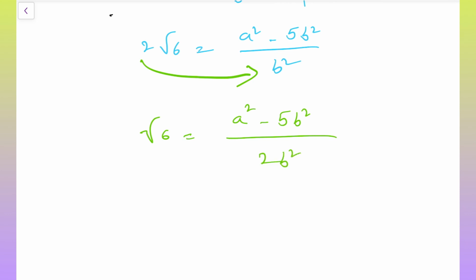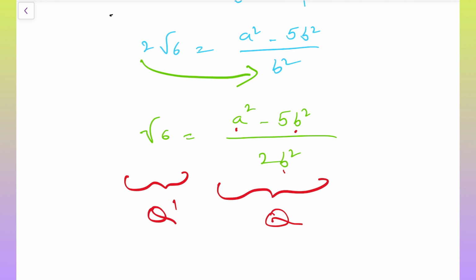Now same sentence as usual. As a, b are integers, the RHS is a rational number but LHS is an irrational number. This contradiction has arisen due to our wrong assumption. So the given number is an irrational number.